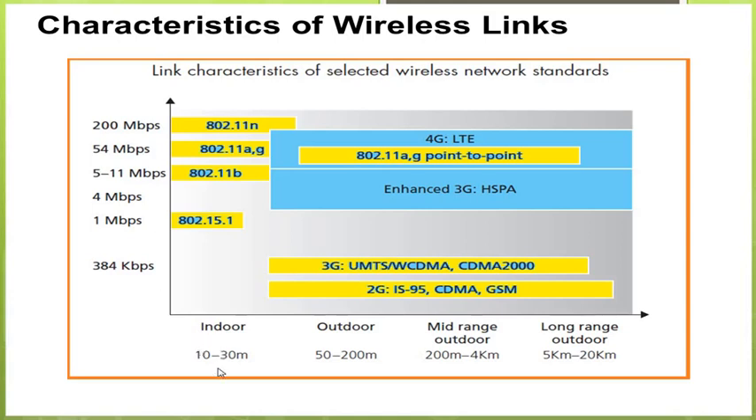If you see the distance, for indoor it is 10 to 30 meters. For outdoor, it is 50 to 200 meters. For the mid range it is 200 meters to 4 kilometers, and for the long range it is 5 kilometers to 20 kilometers. So these are the different wireless technologies and their characteristics. As the technology is progressing, we have new standards and higher data rates.